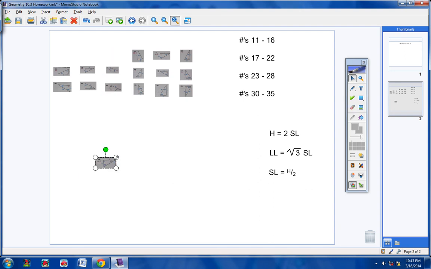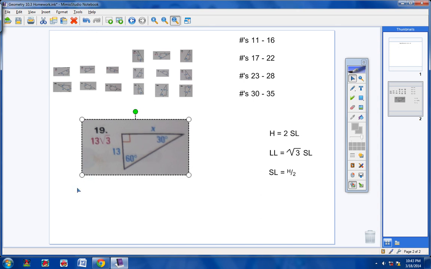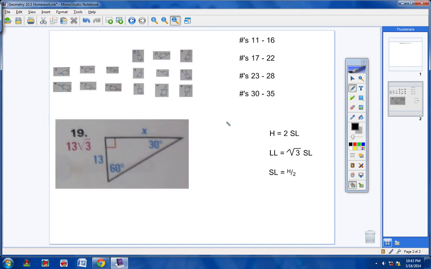All right, let's take a look at number 19. Let's see what they give us here. Go straight across. Here's your 90-degree angle. Go straight across. This is your hypotenuse. This is 30. Go straight across. This is your shorter leg. Here's 60. Go straight across. This is your longer leg.